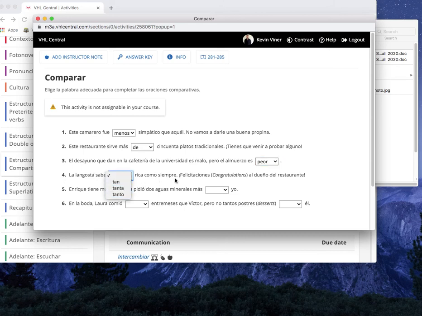4. La langosta sabe tanto rica como siempre. Felicitaciones al dueño del restaurante. Pause. And we're back. So here it would be tan rica because it's with an adjective, right? La langosta sabe tan rica como siempre. Because this is not a noun, it's an adjective. Tan. Okay.